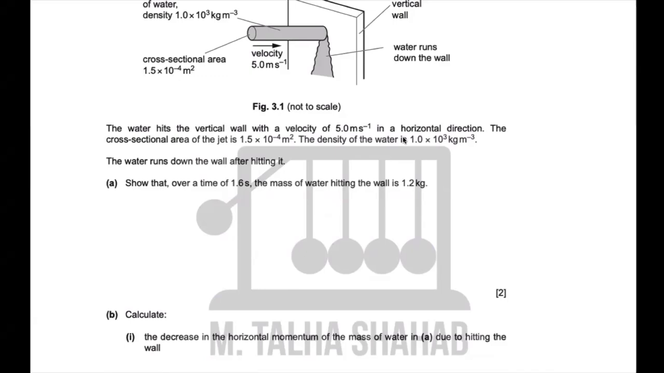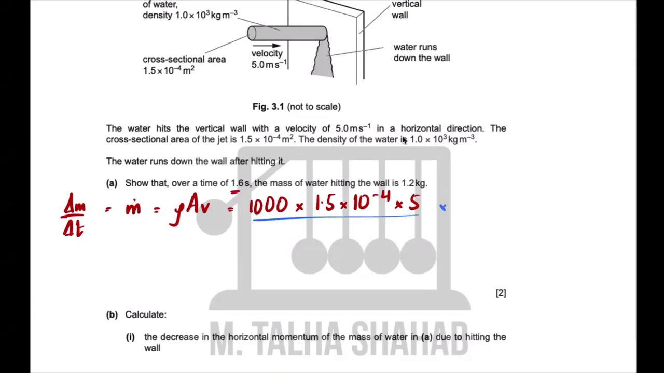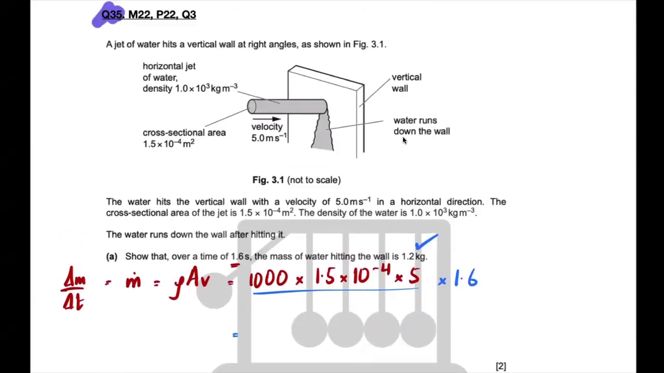Again, not very difficult because we've done that previous part as well. So I can find the mass flow rate easily, which is rho A v. Rho being the density, which is 1000, area 1.5 into 10 to the negative 4, and the velocity, which is 5. This is the mass flowing in 1 second. So for 1.6 seconds, I would need to multiply all of this by 1.6, and then the answer must be 1.2 kg. All right, part B now.